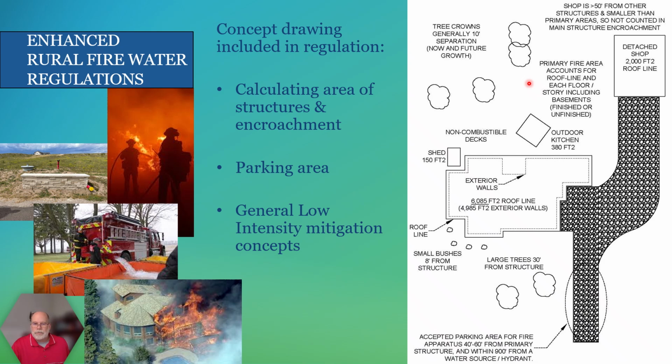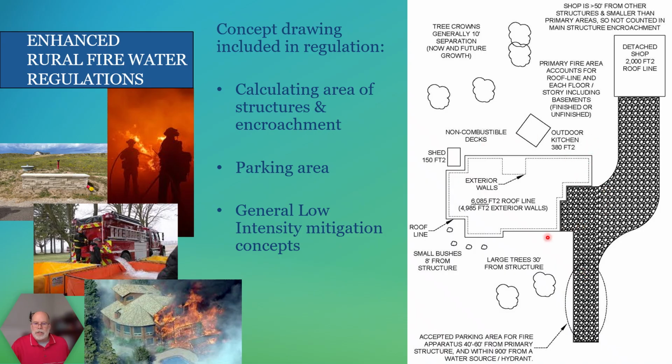Now we have an acceptable parking area. We indicate right here, so the hose lay from the water source to an acceptable parking area. So generally we're looking at 40 to 60 feet from the structure. It would be like on the driveway, or if we had turnaround in front of the house, wherever we designate that acceptable parking area for measuring, and then the hose lay from the truck to around the property.